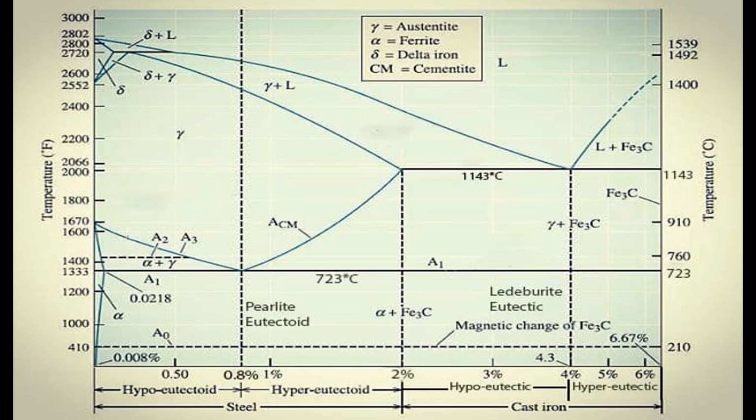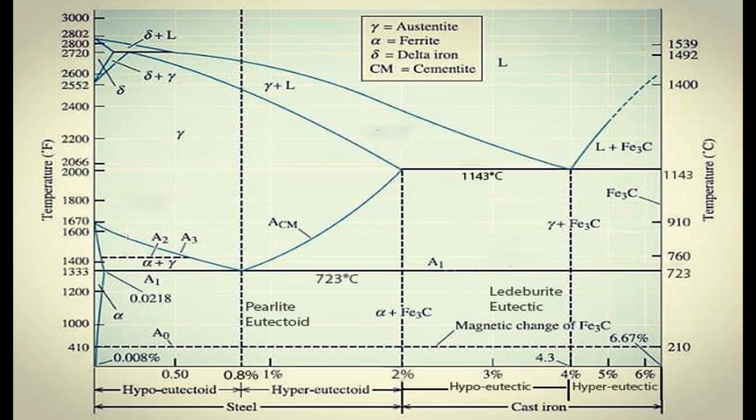Today I will discuss the lever rule. The lever rule is a method to calculate the weight fraction in a binary system. In a binary system, there are two phases involved, and that's why it is called a binary system. Out of the two phases, the weight fraction of each phase can be calculated. I will tell you how.